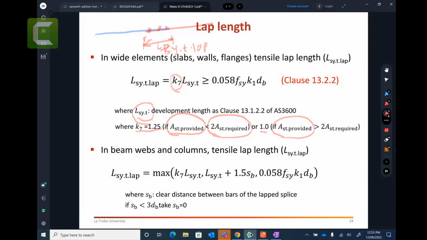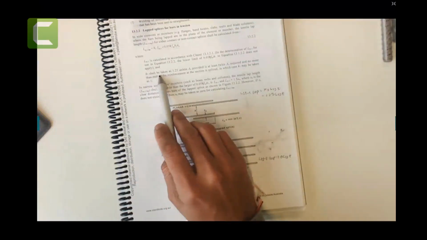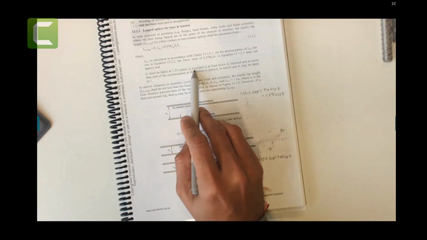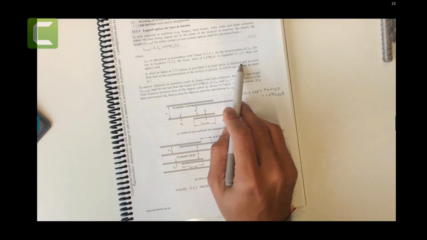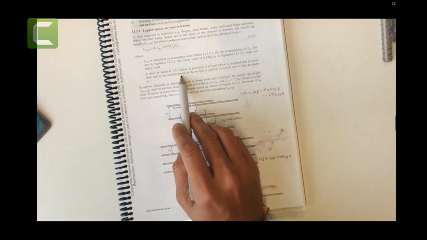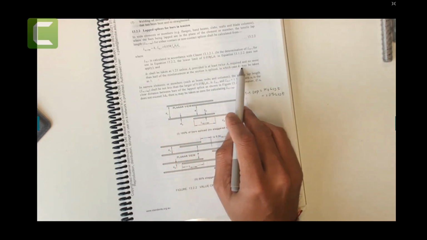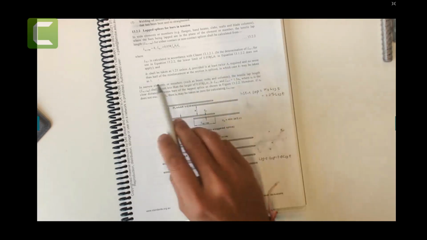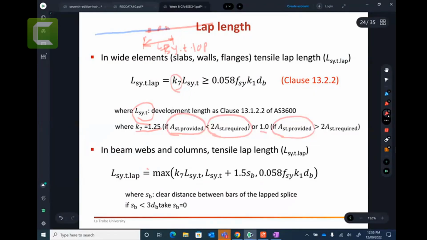I think that is given in the standards, by the way. It's not the one I'm making up. So K7 shall be 1.25 unless Ast provided is at least twice the Ast required, and no more than half of the reinforcement at the section is spliced, in which case K7 must be taken as 1. Right? That's what I explained in a simple format.